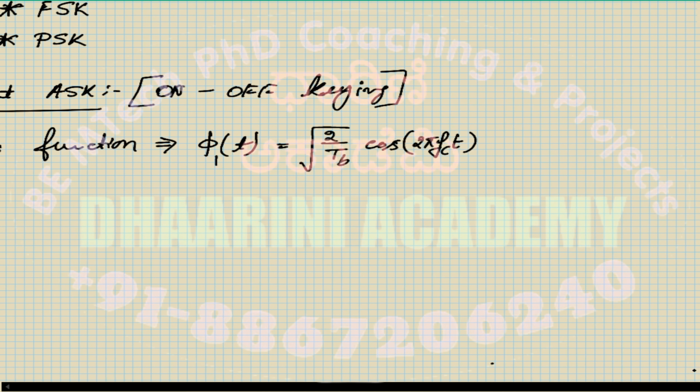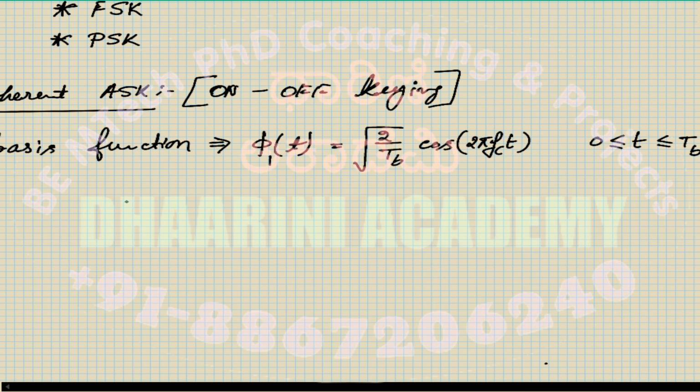You are not using the cosine function as it is. It's only between 0 less than or equal to t less than or equal to tb. Tb is the symbol duration. Okay, so here tb is the symbol, or it's a bit duration.